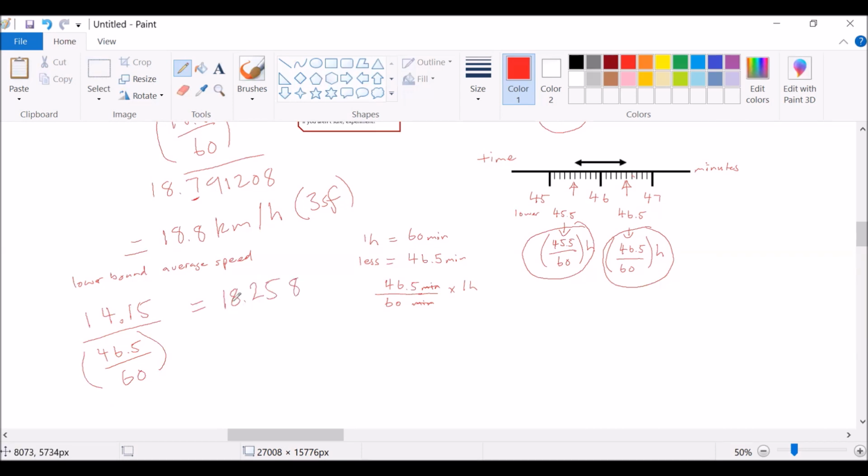Now we want 3 significant figures. The third significant figure is this one. The next figure is 5 or more, so we'll increase this. We have 18.3 kilometers per hour. 3 significant figures.